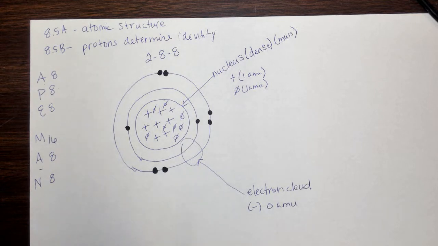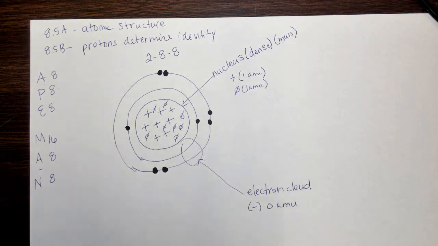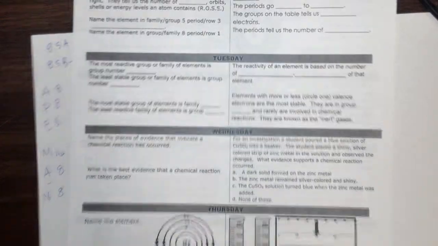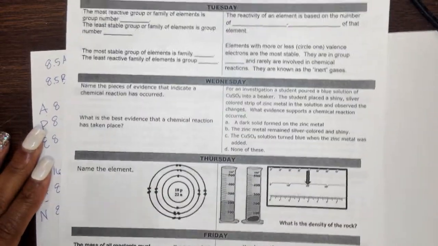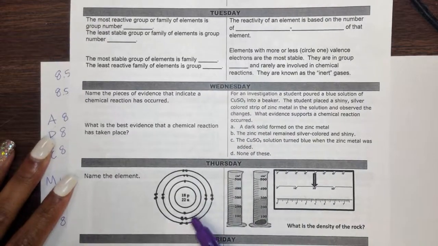Now we have to know how to identify an element. Any element can be identified just by using the atomic number. So we did an example like that today in class with the warm-up. Let me grab it. So this is the element that we had to identify this morning. It was this one right here.